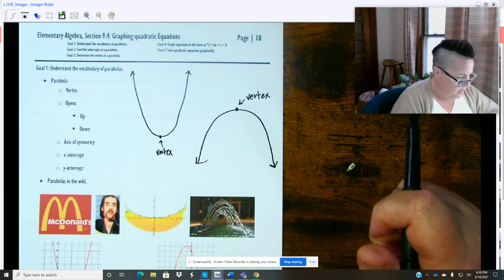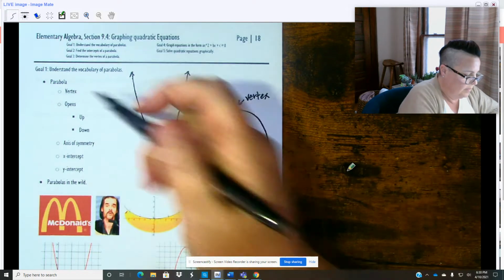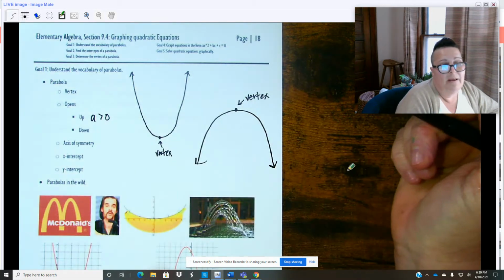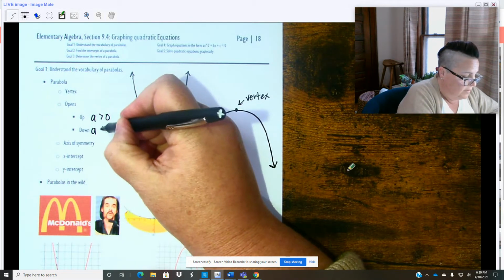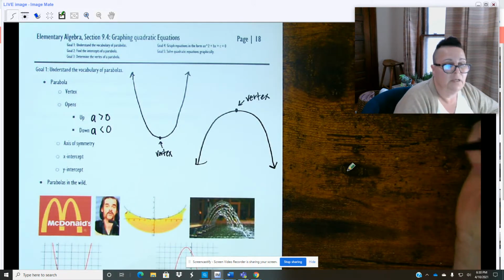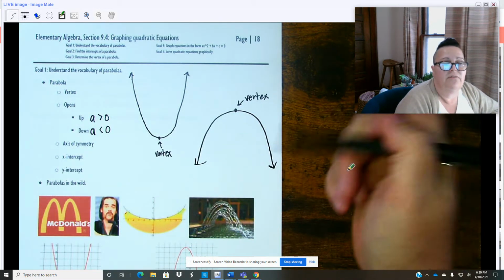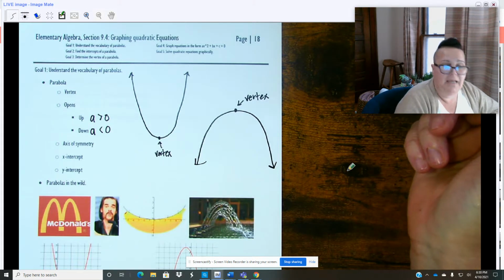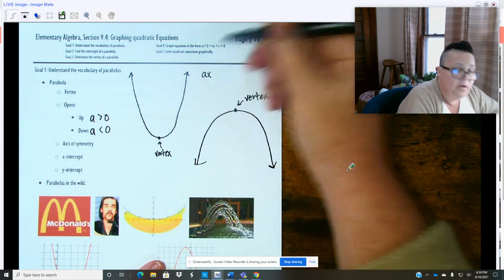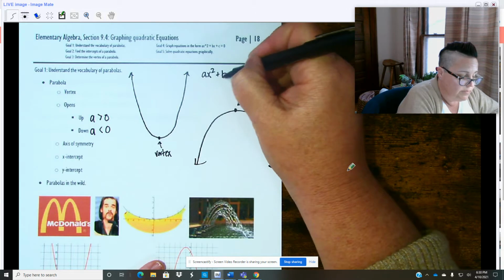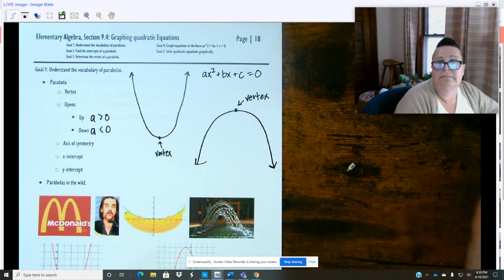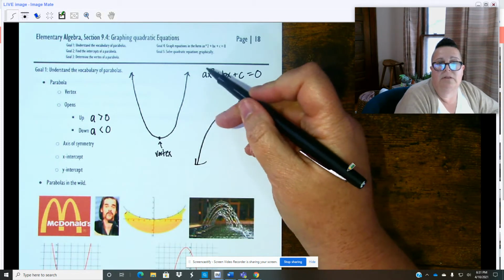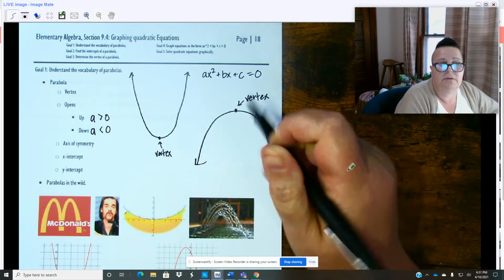If your parabola opens up, then your A value is greater than 0. If your parabola opens down, then your A value is less than 0. That's how you tell the difference. For a parabola that opens up, your A is positive, and for a parabola that opens down, your A is negative. What am I talking about? Where am I getting this A from? I'm getting it from the standard form of a quadratic equation, ax squared plus bx plus c is equal to 0. If this A or leading term is positive, we're going to open up. And if that A or leading term is negative, it's going to open down, right?